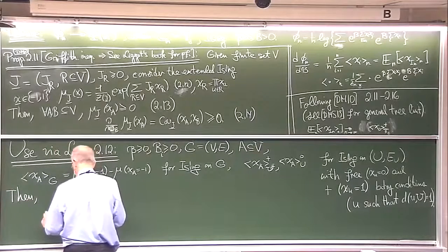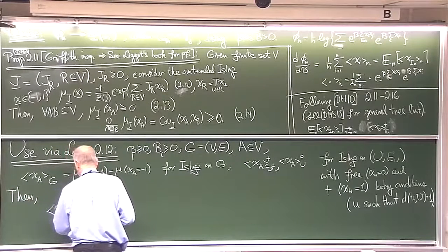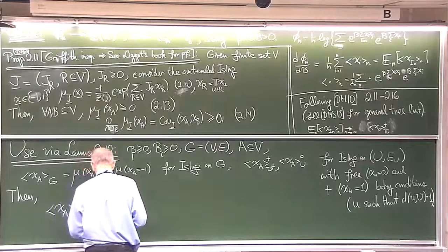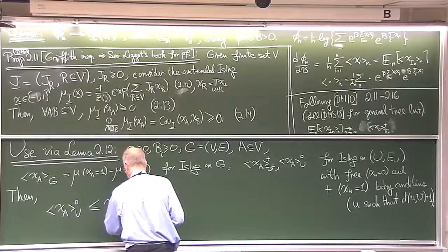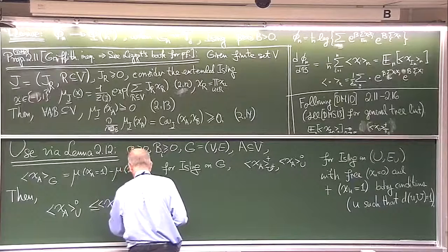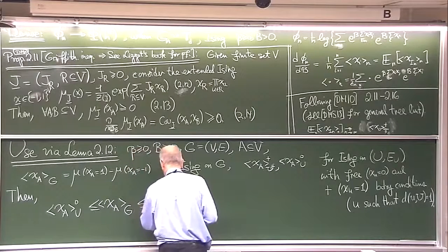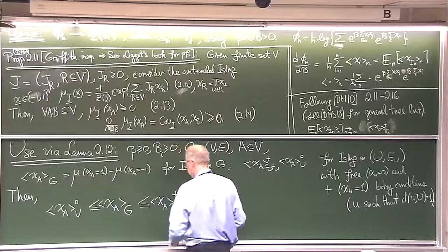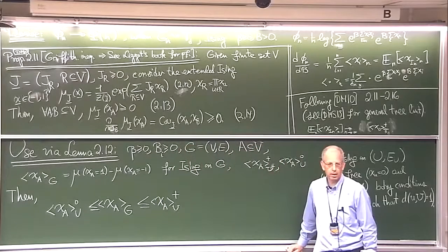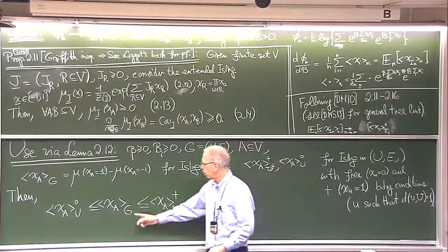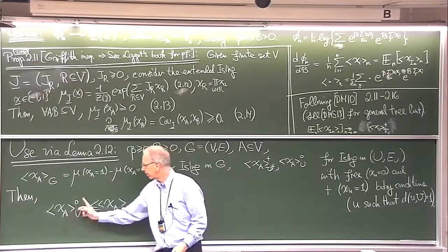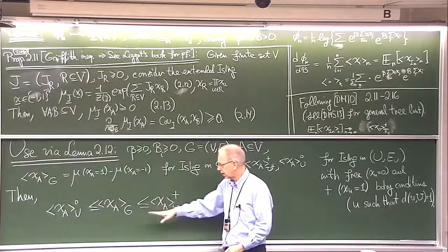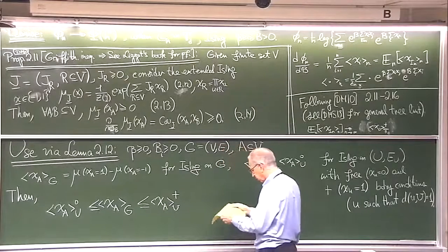So what the lemma says is as follows. Take xa on U. It's going to be less or equal to xa on the graph, and it's going to be less or equal to xa on U with plus boundary condition. This is exactly the slide I told you. You never need to look at boundary conditions that are not between minus and plus. That's exactly the statement, but I have even more for you.